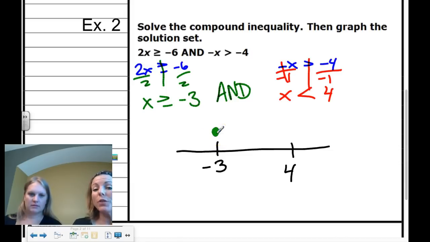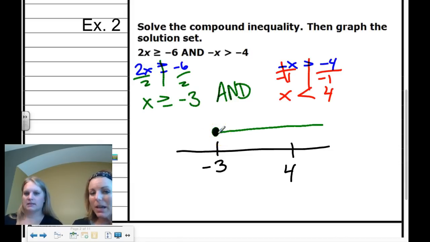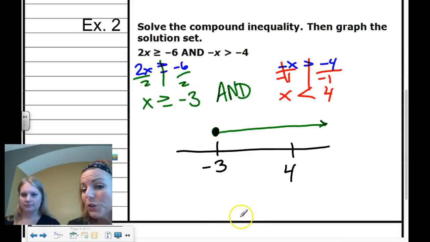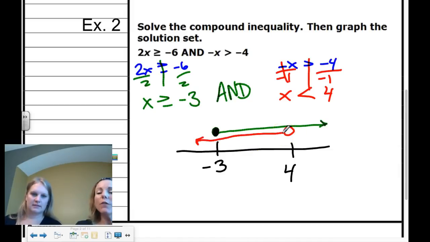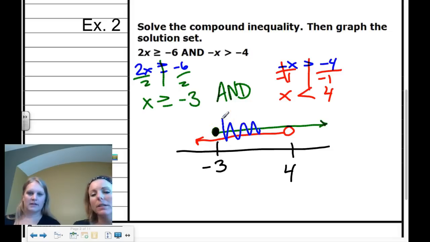And you're going to go to the right because the nose, I call it the nose pointer, is pointing to the right. Now it's an open circle on the 4 because it's less than, and you're going to the left. So what you're looking for in an "and" statement, the solution is where the two overlap. So right here.